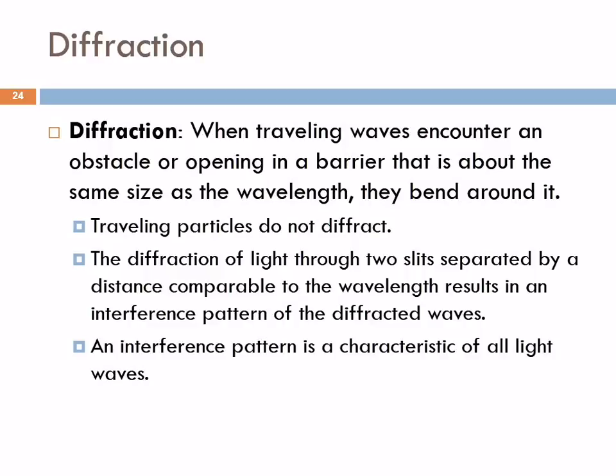So we see diffraction of light through two slits. If the slits are separated by a distance that's on the order of the wavelength of the light, we get an interference pattern caused by the diffracted waves. And that interference pattern is a characteristic of all light waves. All light waves will do that.